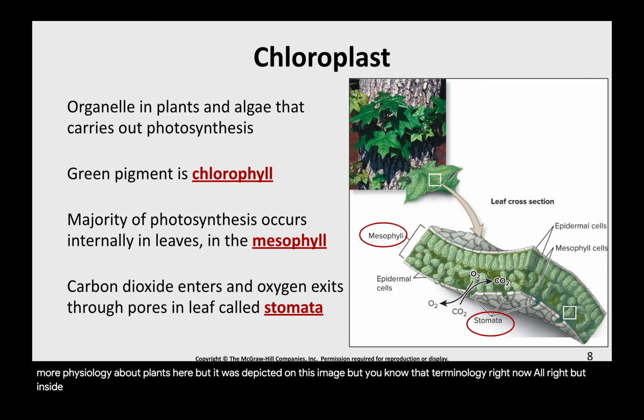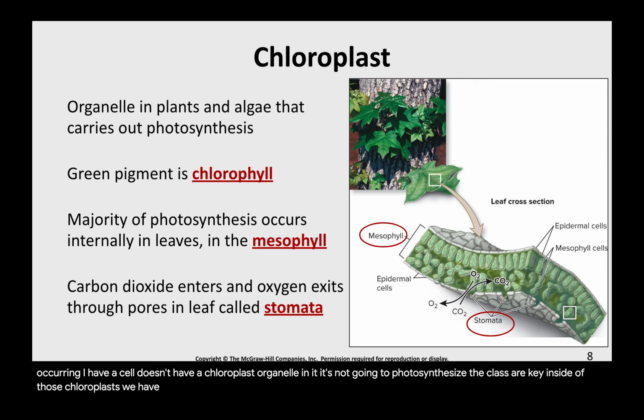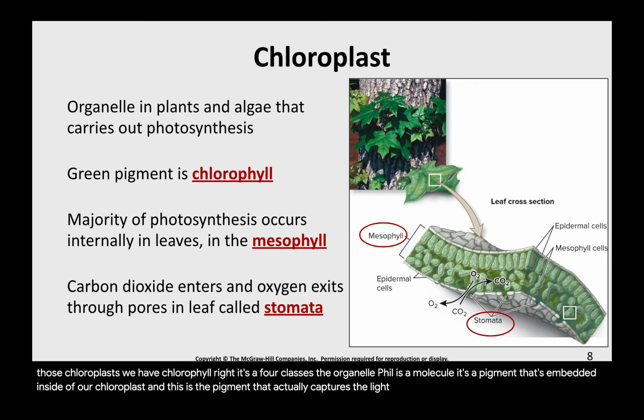All right, but inside those cells, like I mentioned, we have chloroplasts. So chloroplasts, that is the specific organelle where photosynthesis is occurring. If a cell doesn't have a chloroplast organelle in it, it's not going to photosynthesize. So chloroplasts are key. Inside of those chloroplasts, we have chlorophyll. So chloroplast is the membrane-bound organelle. Chlorophyll is a molecule, it's a pigment that's embedded inside of our chloroplasts. And this is the pigment that actually captures the light. So the green pigment, and why we see our leaves as green, is because of chlorophyll.